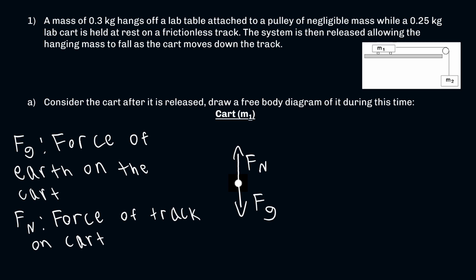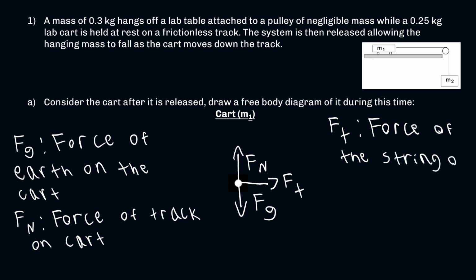What else is attached to the cart? What else is in contact with the cart? What we have here is a string, and that is pulling it to the right, as we saw in the GIF from the previous slide. So we're going to have Ft, and Ft is the force of string on the cart. That should be everything, because we have a frictionless system, so we don't have friction going against the cart. What is in contact with it is the track pushing up on it and the string pulling it along to the right.